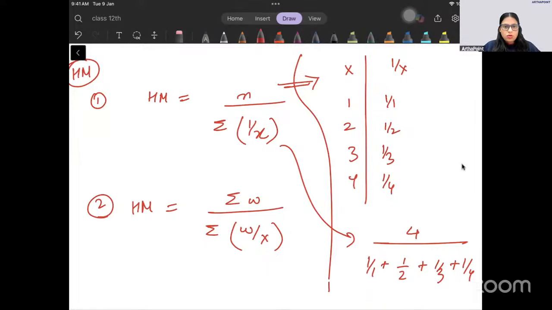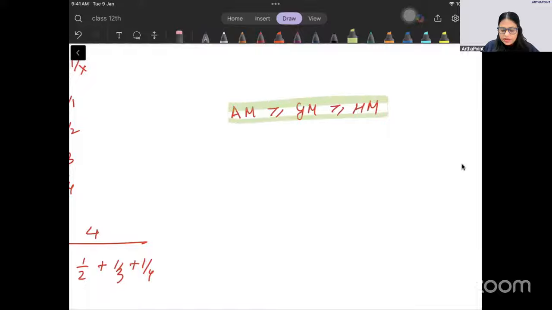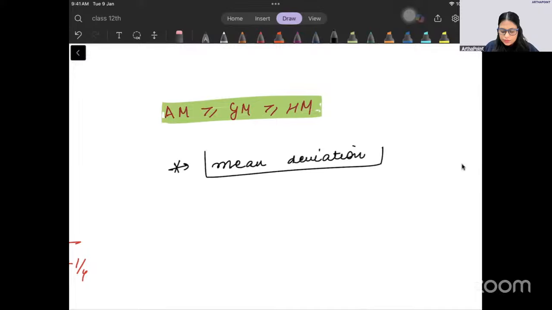Now let's talk about the relationships. So AM is greater than equal to GM is greater than equal to HM. This is the relationship between AM, GM and HM. Okay. Now in this, just remember that sometimes they ask you mean deviation. Okay, mean deviation about mean.